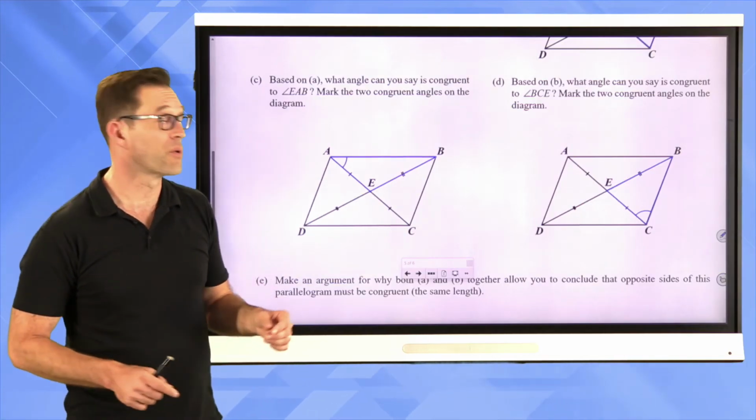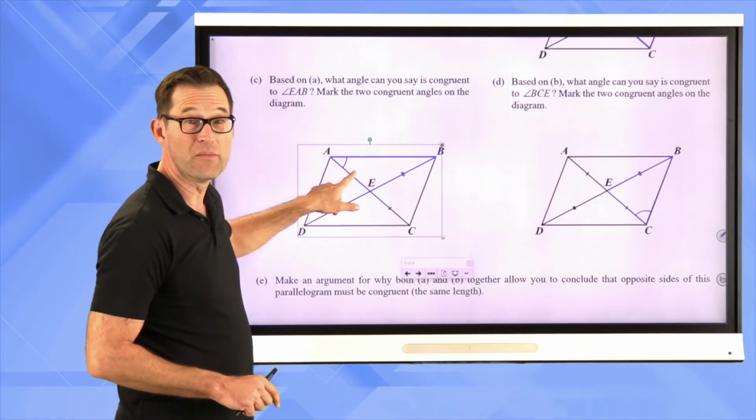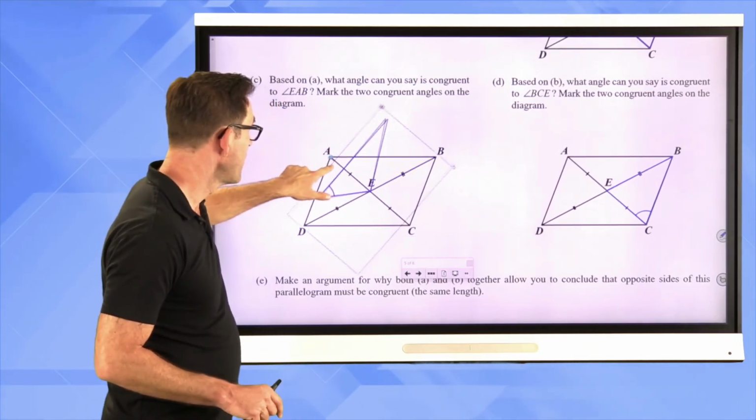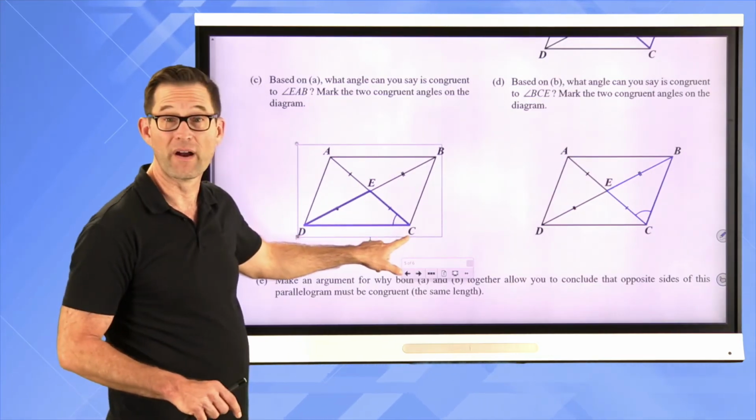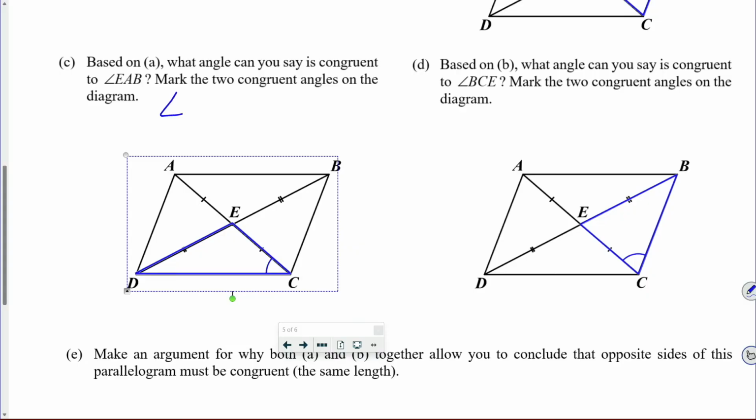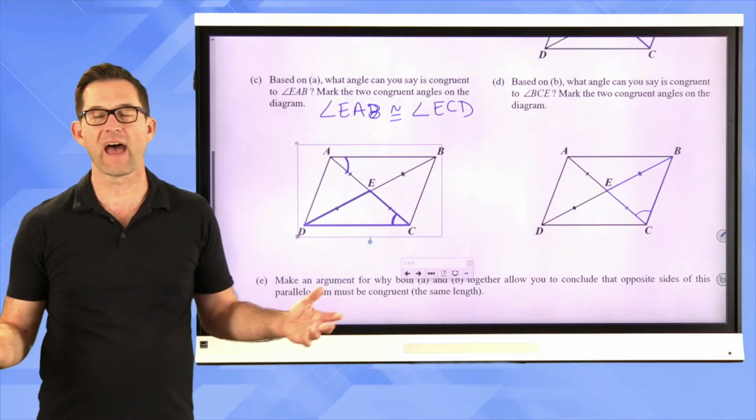All right, well, let's do the rotation again just to see it. Keep an eye on that angle. That angle there gets mapped down to that angle there. So angle EAB is congruent to angle ECD. And the two congruent angles are this one and this one. Those two angles have to be congruent.